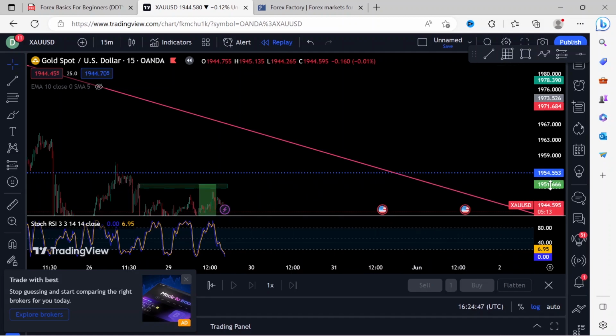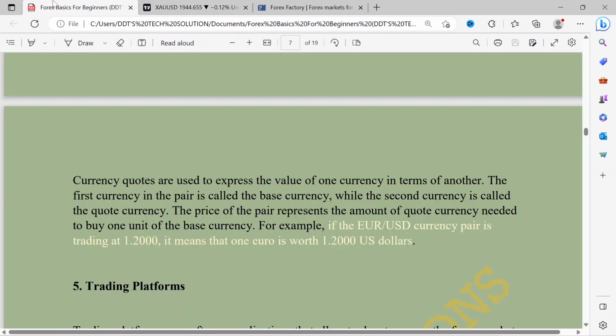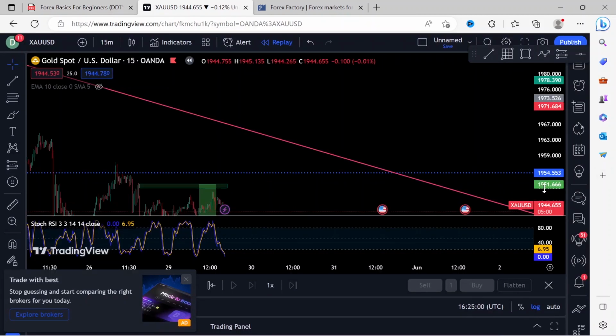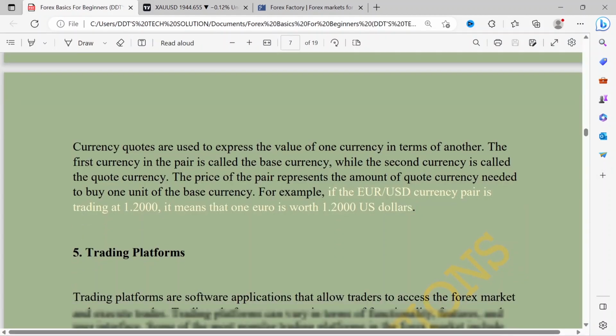Anytime I buy gold at this price, it means that one gold is equal to 1954.553 USD. So that's what it means.